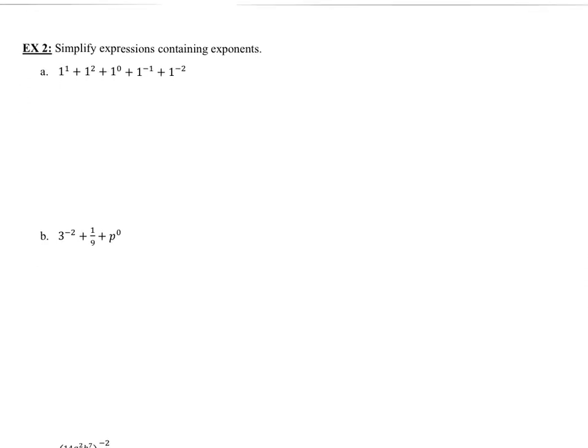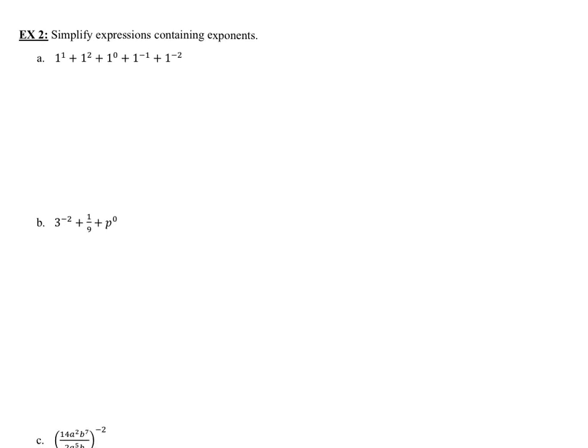Let's go ahead and take a look at the second example. Simplify the expressions containing exponents. Now this is a sneaky one. They all have the same base, so I might be really tempted to go ahead and just write down that 1 and add up all the exponents. But we cannot do that. Why can't we do that?